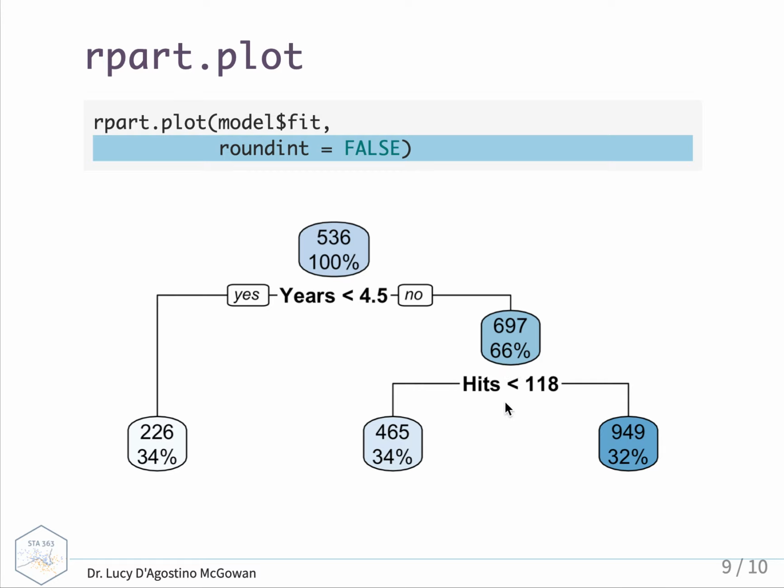And then we have another split at hits. If hits is less than 118, we end up in this node. And if it's greater, then we end up in this node.